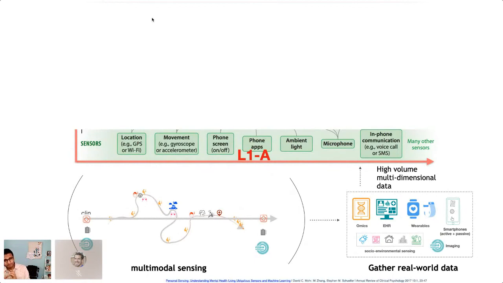Now, let me get some devil in the details here. So you are doing multimodal sensing, you're collecting real-world data across various modalities. And here is one idea, right? So you have a lot of sensors that we just talked about: location, movement, phone screen, phone apps, etc. How do you connect these all together? This is a beautiful piece of review that I would recommend to everyone. So the citation is below and the slides will be circulated.